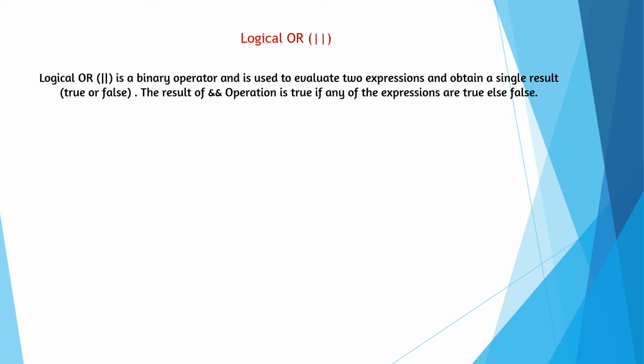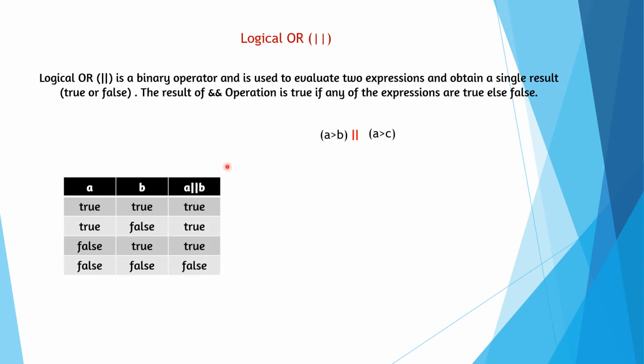In this case, the result will be true if any of the expressions or conditions gives the result true. Here we can see the example: A greater than B and A greater than C. If we combine them with logical OR, if both of them are true, then the answer will be true. Otherwise, if any one condition is true, then also the answer will be true.